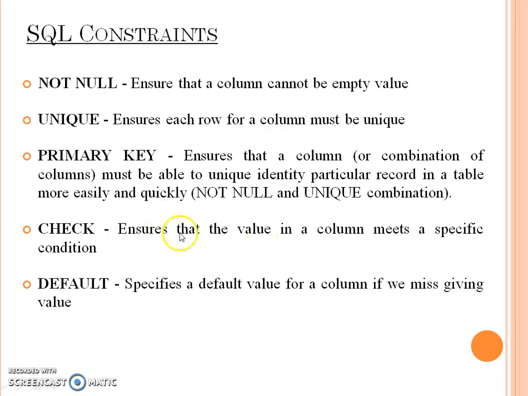Next is check. It ensures that the value in a column meets specific conditions. If we want to restrict that a name should always start with a particular letter, or for an age column, if I want to specify that age should be a particular thing, I can restrict that using the check constraint.